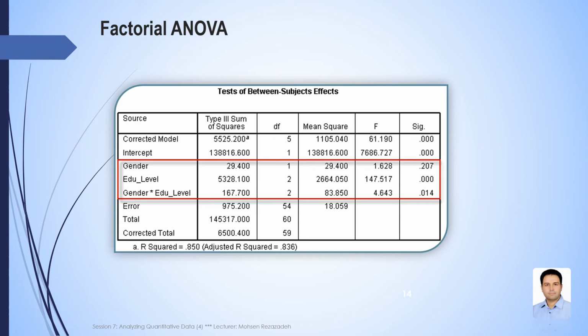The only thing you should do is to look at the last column, SIG. And then here you see that the main effect of gender was not significant because the SIG is in fact higher than 0.05. But the other two, that is the main effect of educational level and the interaction between gender and educational level, were significant.